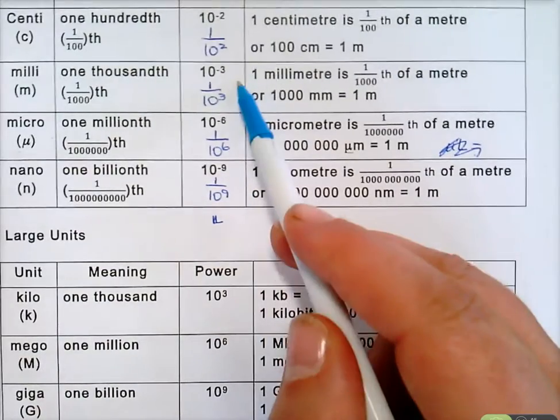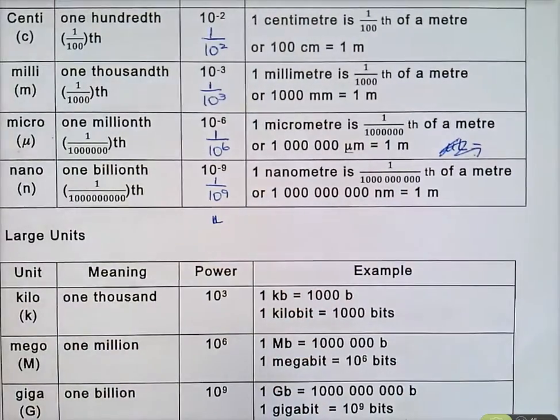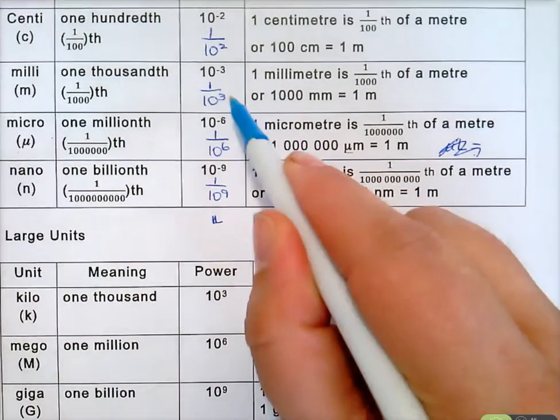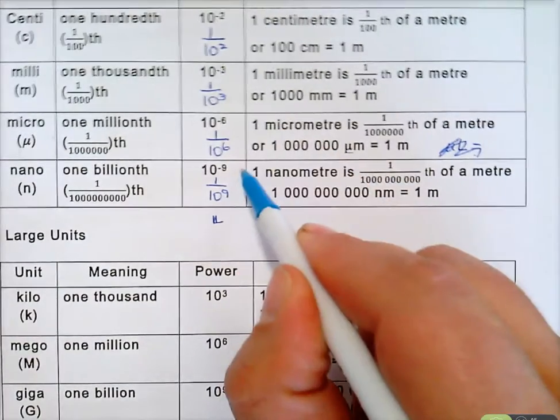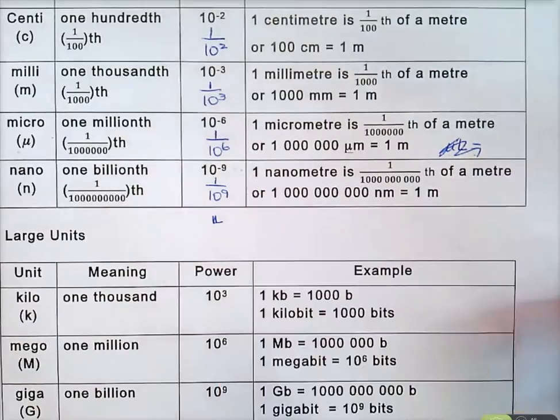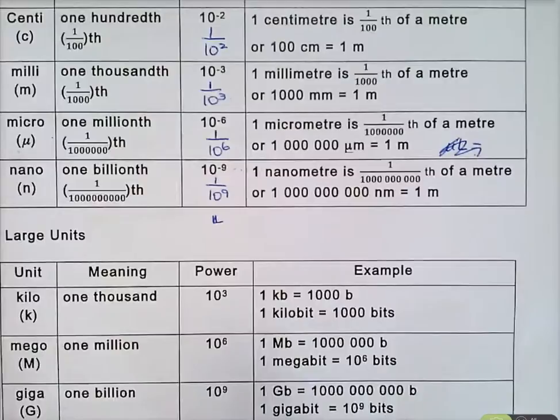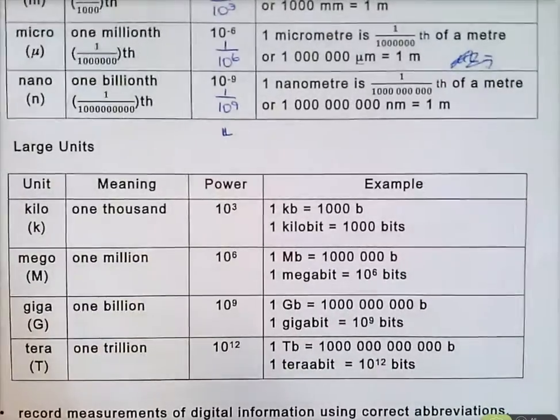It's 1,000,000 times smaller than a millimetre. Why am I saying 1,000,000 times smaller than a millimetre? Because millimetre is 10 to the minus 3, nanometre is 10 to the minus 9. There's a change of power of 6 between them. Okay, so nanometres are really small.